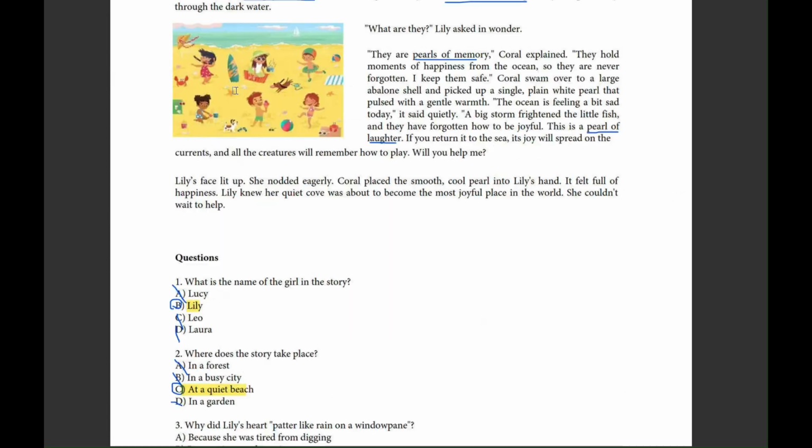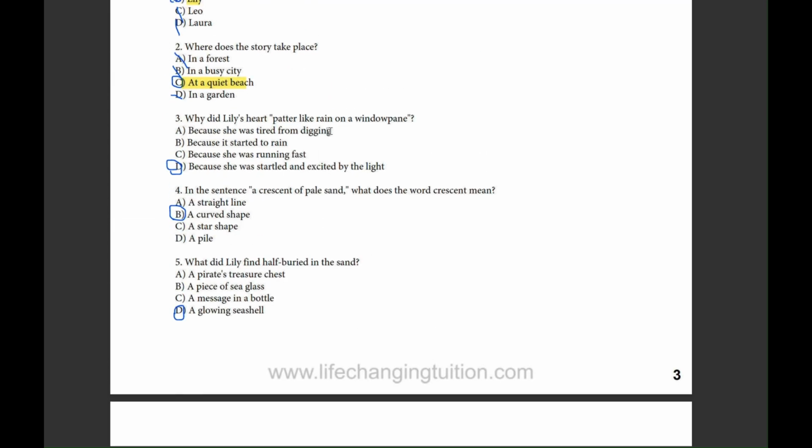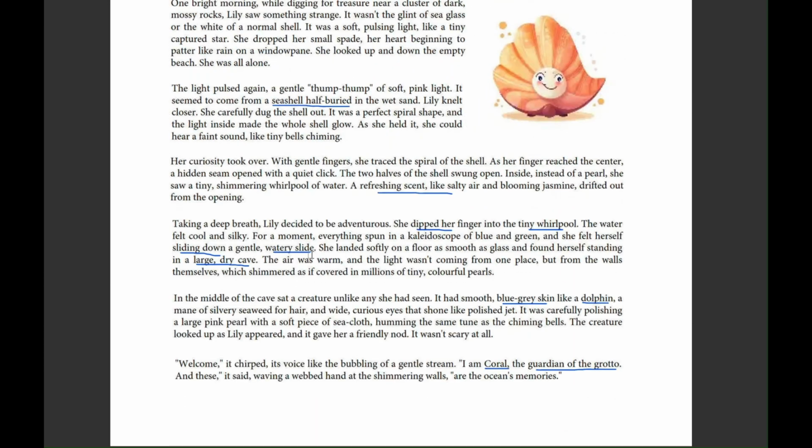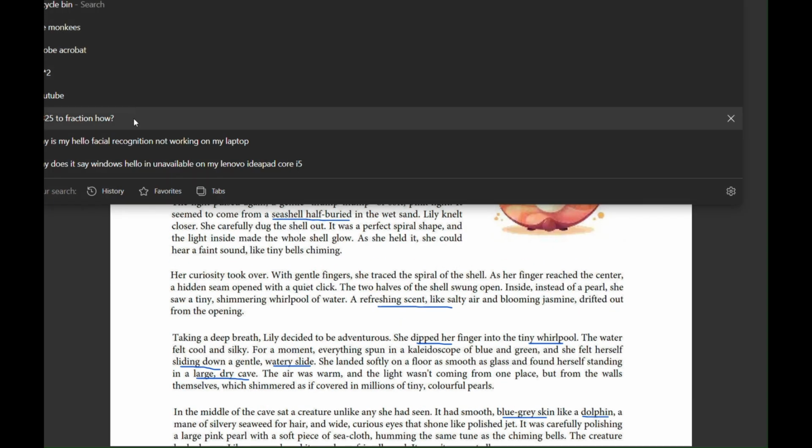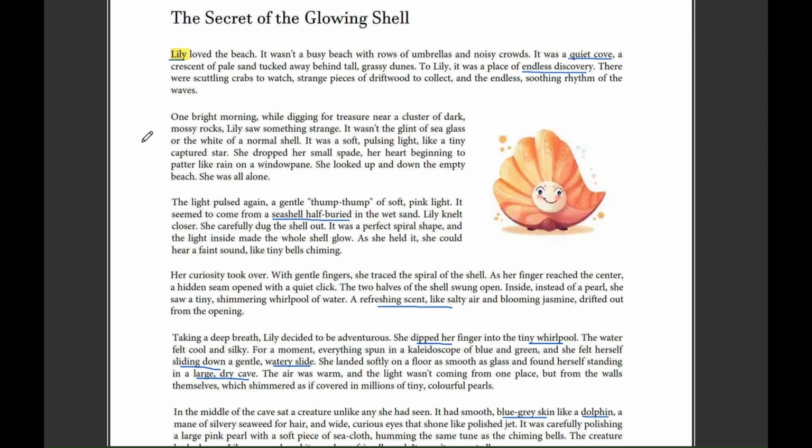Why did Lily's heart patter like rain on a window pane? Choices: A. She was tired from digging, B. It started to rain, C. She was running fast, D. She was startled and excited by the light. Why not A, B, C? They don't match the cause in the text. Answer: D. She was startled and excited by the light. Explanation. The glow from the shell makes her heart patter with excited surprise.